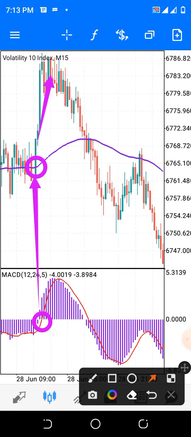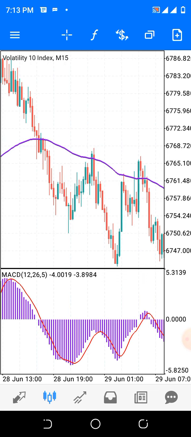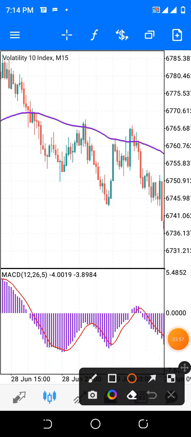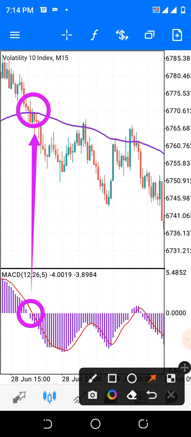There is another opportunity here for you to sell. Watch it. This is a crossing outside of MACD, and there is a simultaneous crossing outside of what? The candlesticks crossing the moving average. So you take a sell position and make your gain.